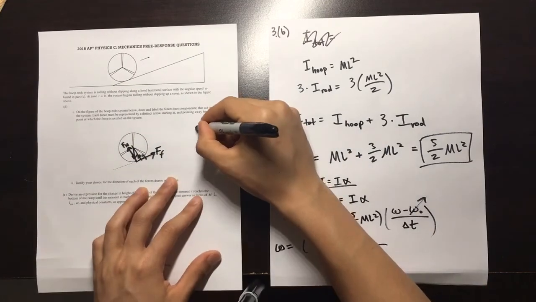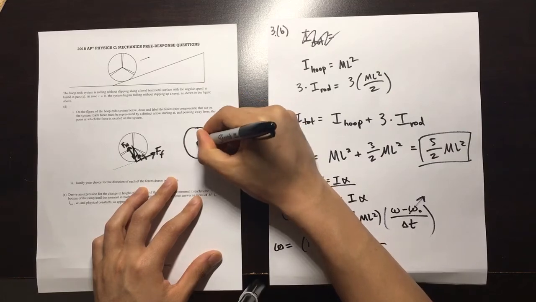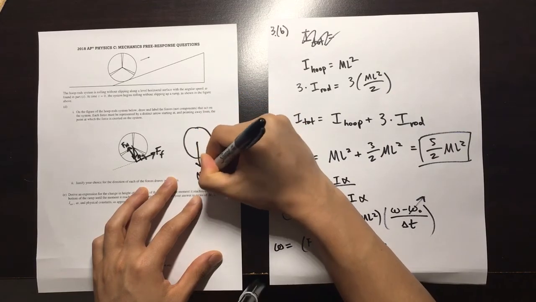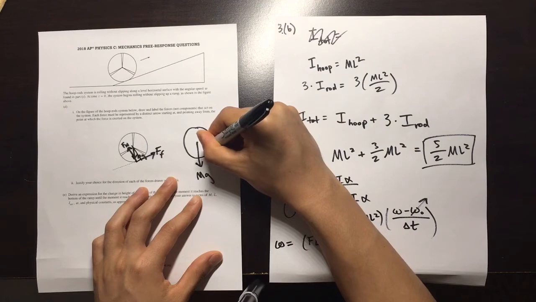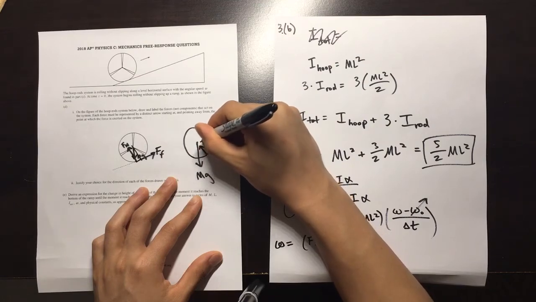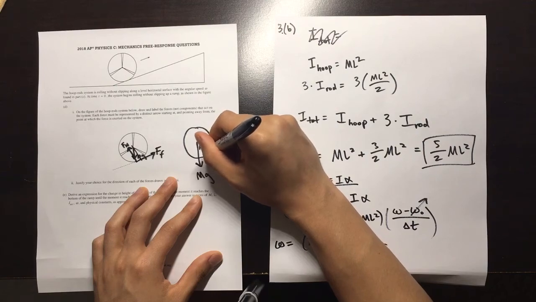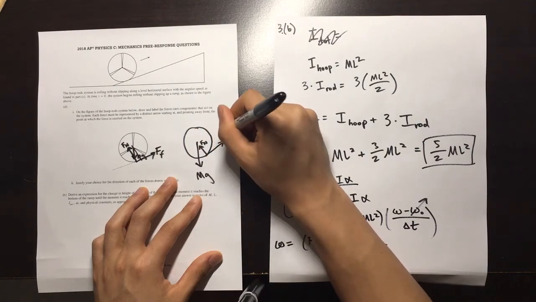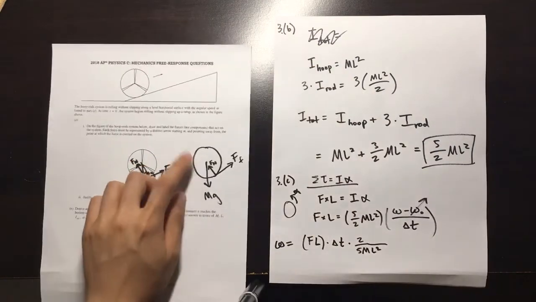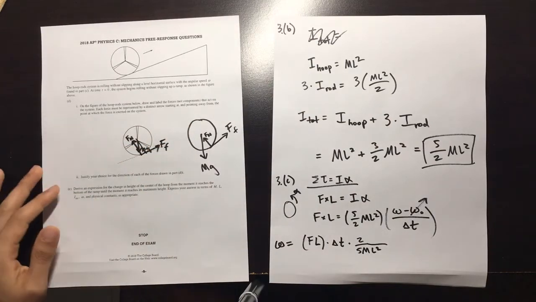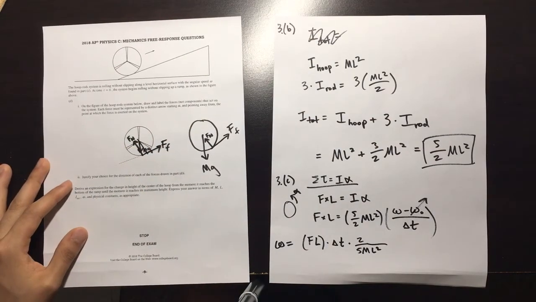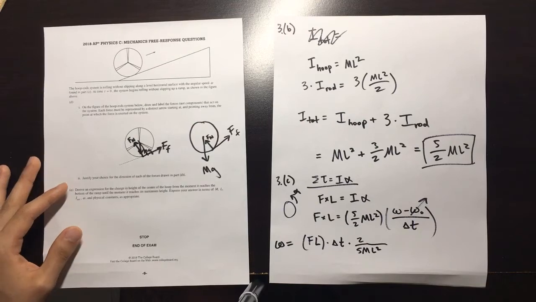Here, let me... There's mg. There's this normal force. There we go. And then there's a force of friction. This is how I would draw it. Justify your choice for the direction of each of the forces drawn in part I.